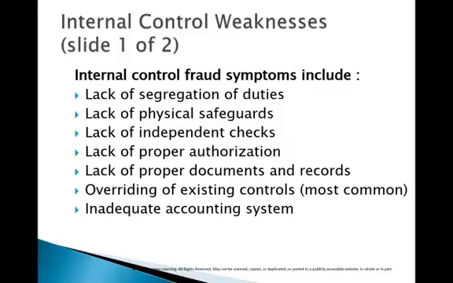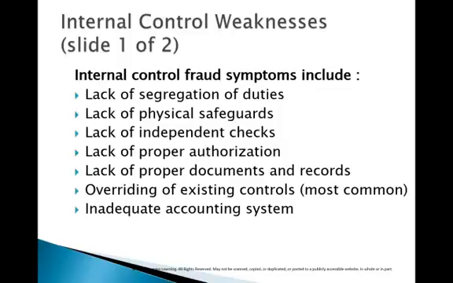Internal control weaknesses are also fraud symptoms, obviously lack of segregation of duties. And that's why small companies are oftentimes the companies that have the most employee fraud. It's because they don't have segregation of duties. They have one bookkeeper who's doing everything. And that bookkeeper is able to steal and cover it up because they have access to the assets. They steal, and then they have access to the records so they can cover it up.